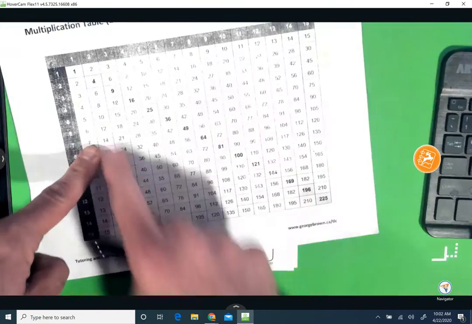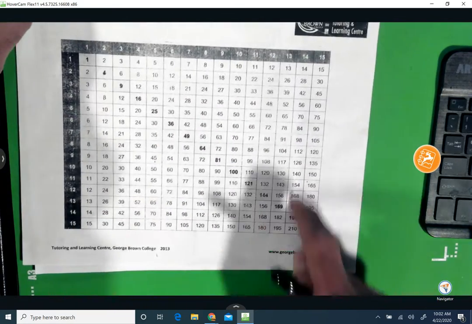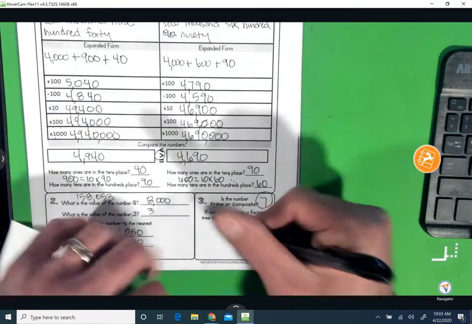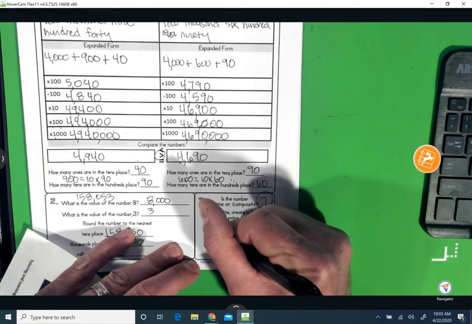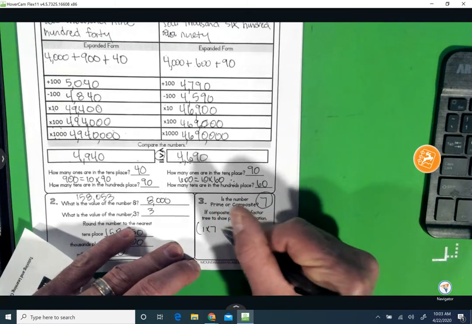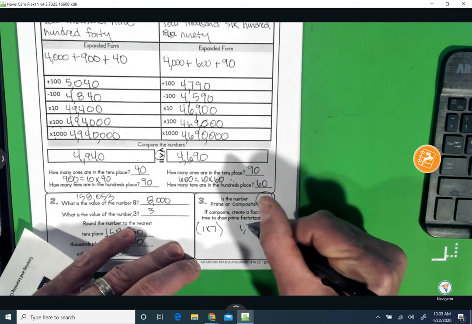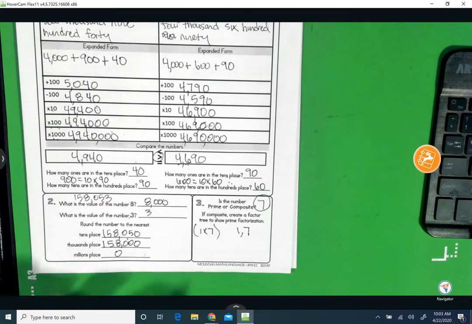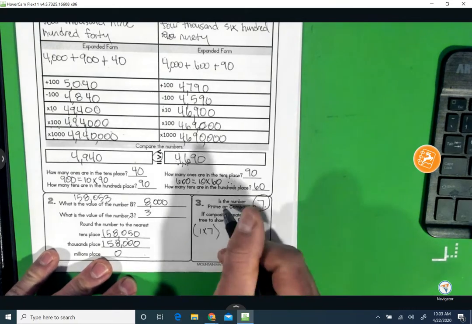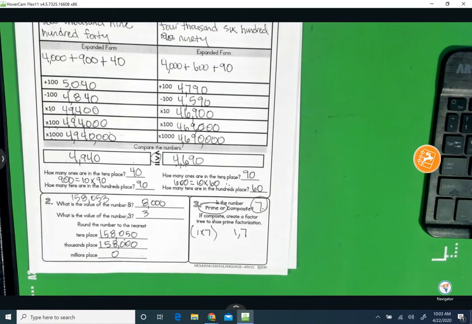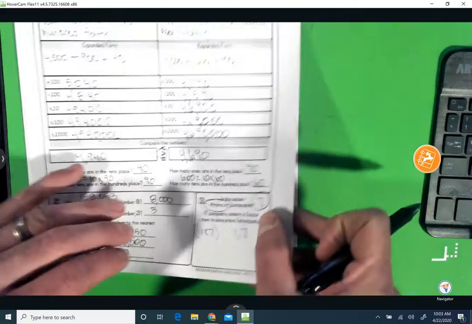The only factors that 7 has on a multiplication table are 1 times 7. So the only factors are 1, 7. That makes the number 7 prime. Okay. All right. Number 4.